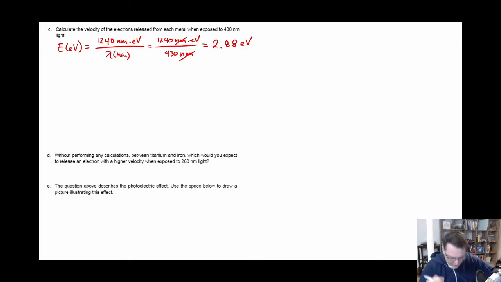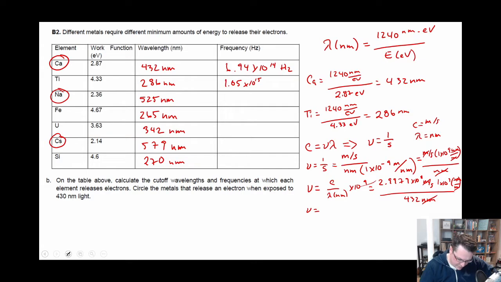So if we had done that beforehand, we could have simply seen right here that 2.88 eV is higher than the work function of calcium. It's higher than the work function of sodium. It's higher than the work function of cesium. It's not high enough for all of the others here. It's not high enough for titanium, iron, uranium, or silicon.